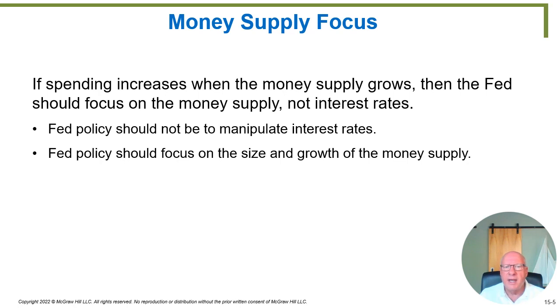So let's go ahead and take a look at this issue. If the total spending, the P times Q, is going to increase when the money supply grows, then the Fed, or the Federal Reserve, should focus on the money supply, not interest rates, as we talked about as a potential lever, quote unquote, policy lever of what the government should pay attention to. Monetarists argue they should be paying attention to the size of the money supply and how fast it's growing. In other words, the Federal Reserve should not be manipulating interest rates. They should be focusing on the size and growth of the money supply.